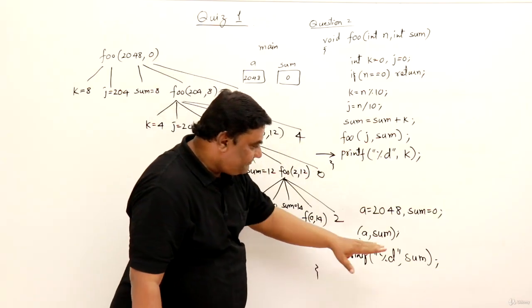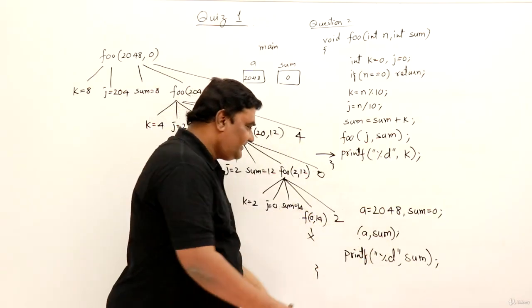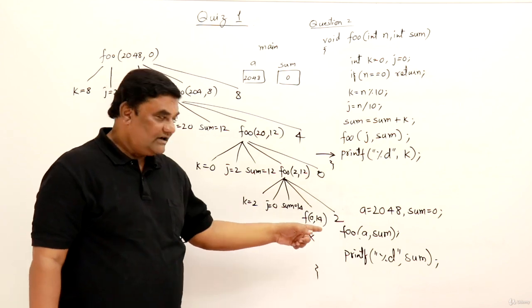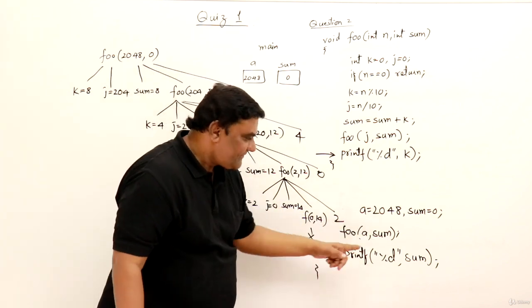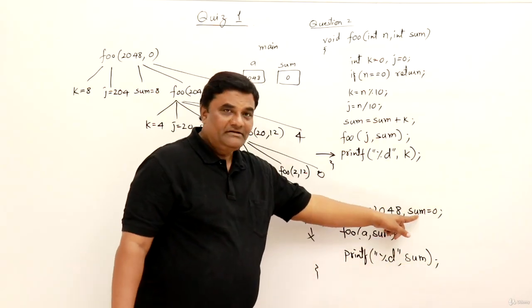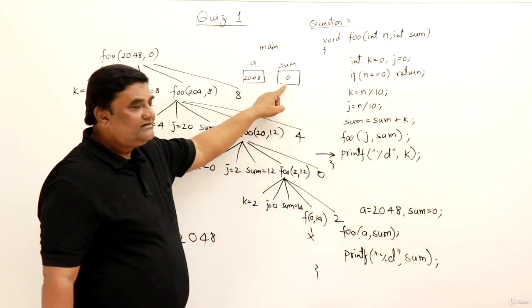It returns back to the main function. This is the main function. From here it was called foo. From here it was called. Now, next step. Print sum. Which sum? Main function sum. How much is it? 0.